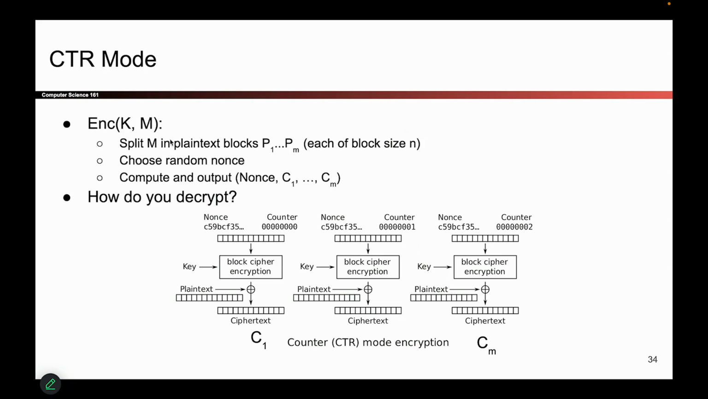So there it is again in English. You split the message up, and you generate random-looking blocks of output. And then you encrypt each plaintext block by XORing it with the corresponding block cipher output.